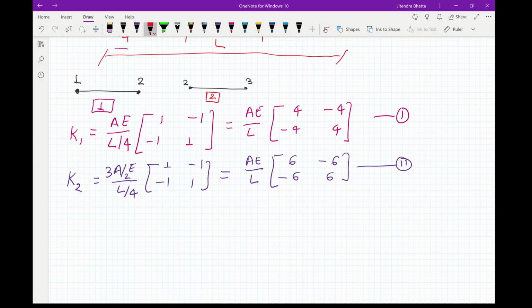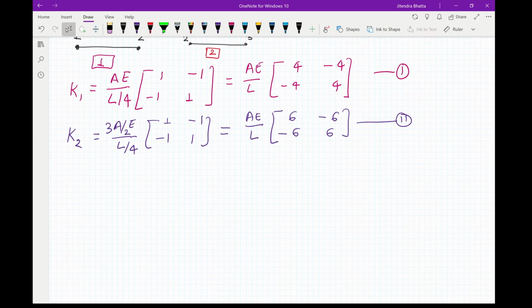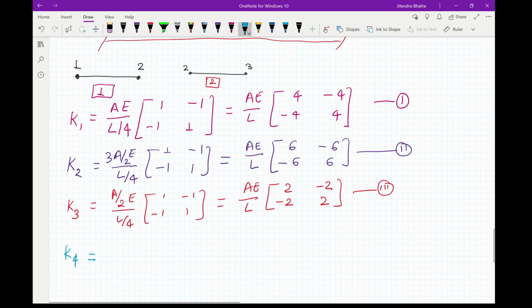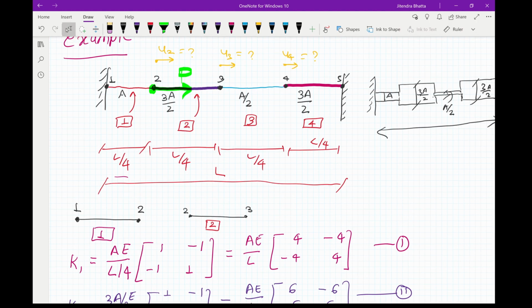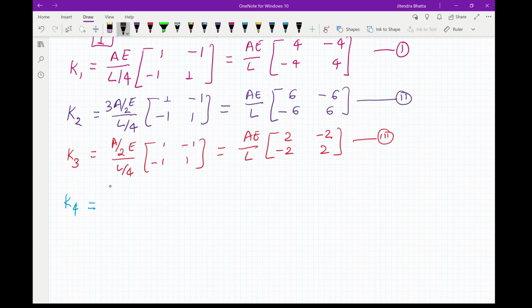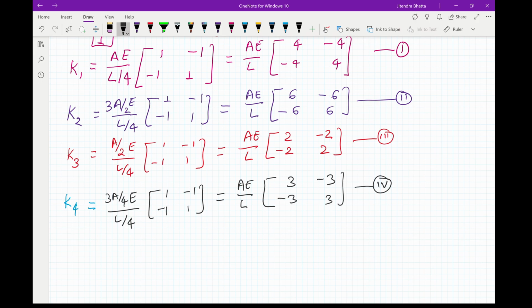Similarly, your K3 will be equal to, and finally your K4 will be equal to, let's say this is 3A by 4. So we have different values here. Now what we'll have here is 3A by 4 E L by 4.